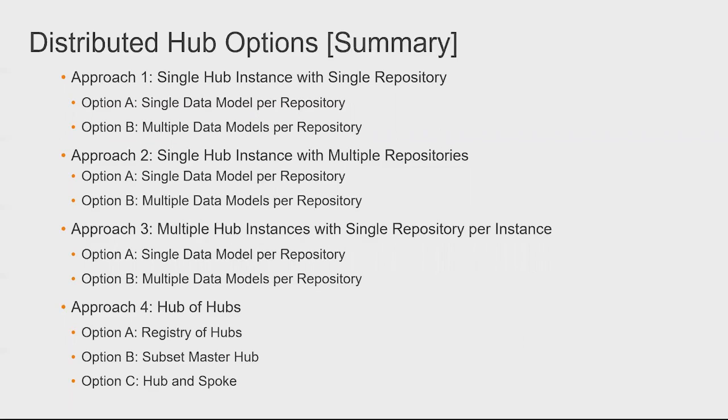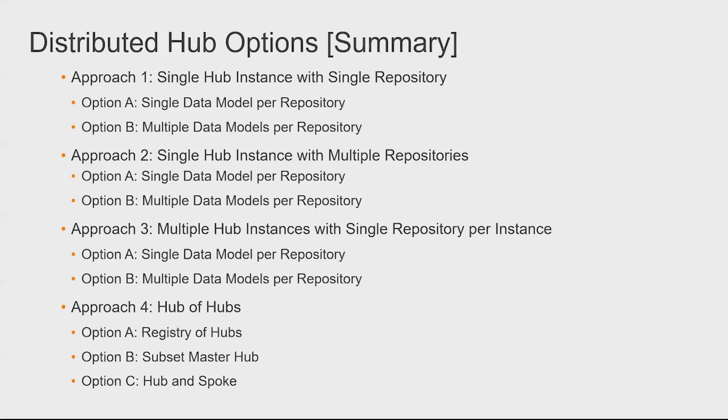As you can see here, approach 1 is having a single hub instance with a single repository. And this is what we are going to cover today in more detail as part of our implementation example. Within this approach, you have basically 2 options. You can have one single data model per repository, or you can have multiple data models per repository. This is applicable where you have more than one domain, or you cannot share the data inside one ORS.